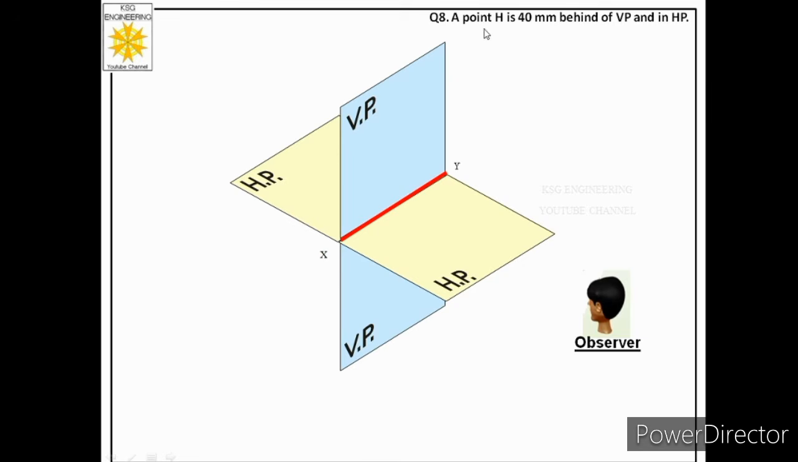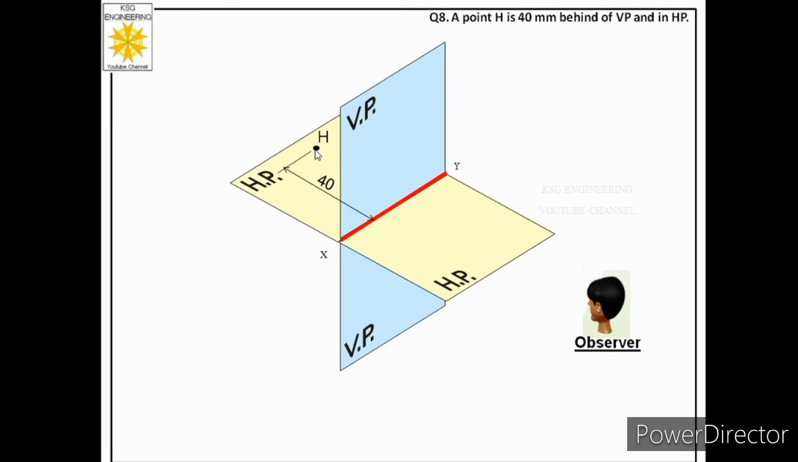Now he's saying point H is 40 mm behind VP and in HP. So point is in HP, but which part of HP? Behind VP. It means he's talking about this part of HP. As the point is in HP, it means we are not concerned about VP. So we will totally ignore VP and we will consider only that part of HP which is behind VP. Means we will talk about this part only. So let us place the point. So the name of the point is capital H and it is 40 mm behind VP.